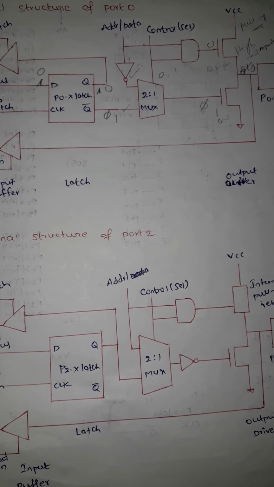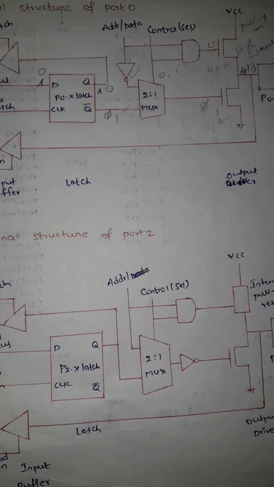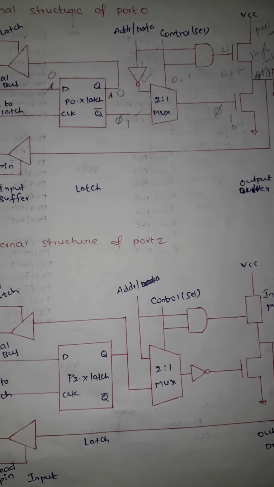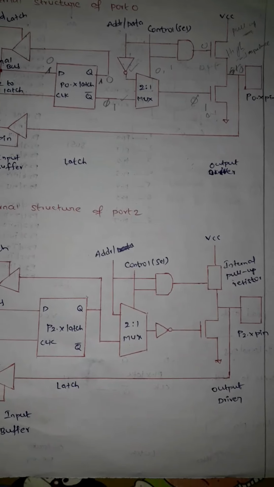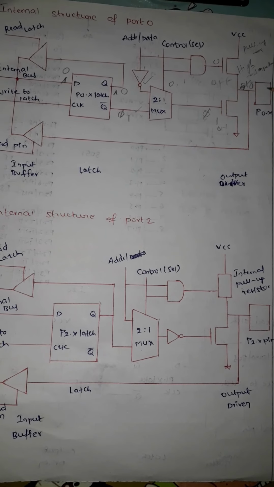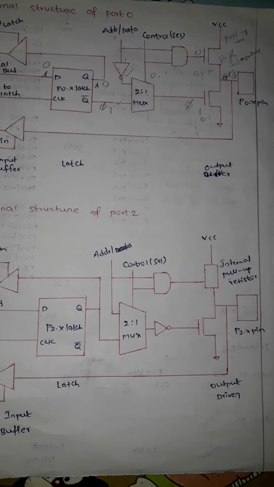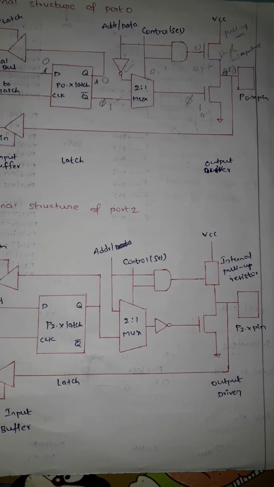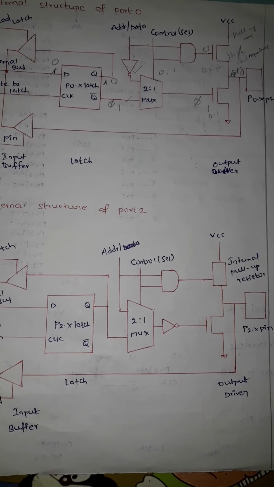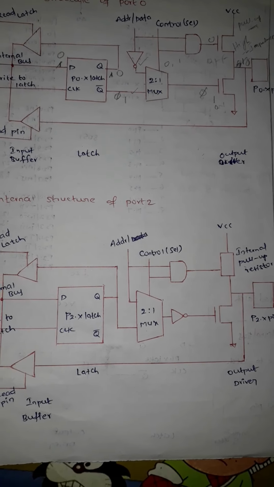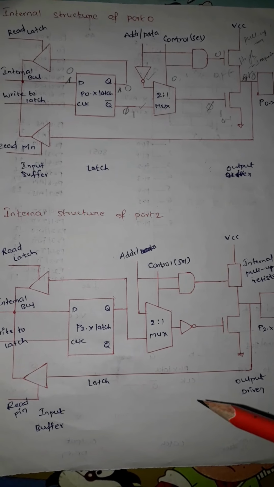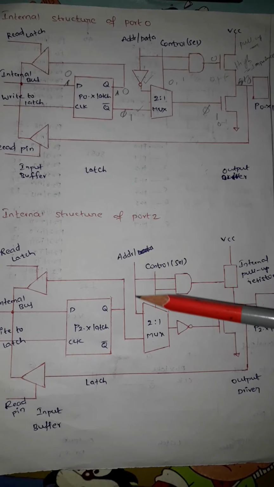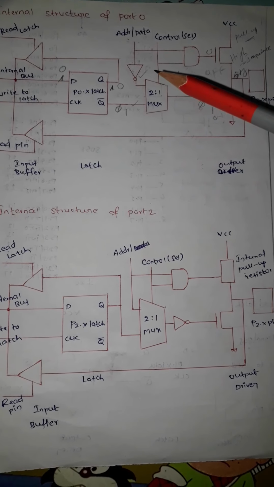And similarly, by making the control line high, you can select the address or data operation. Now port 2 is also very similar to port 0, except that port 0 does not have an internal pull-up resistor, but port 2 has an internal pull-up resistor. The remaining operation is very similar to port 0.